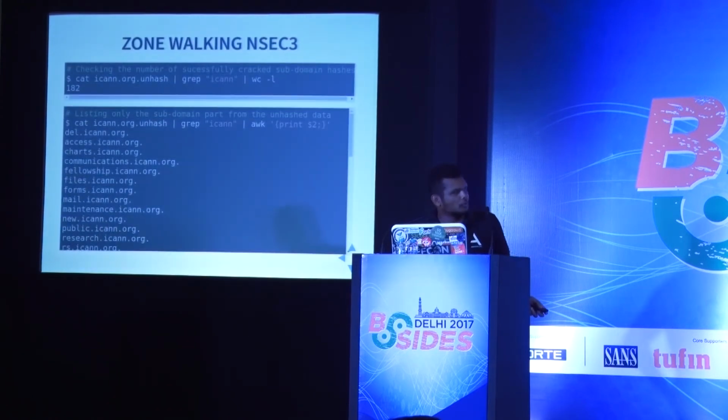Yep. So I got 182 domains of ican.org. There was no other way of getting it. They were trying to protect it, but we could get it. This is interesting. So if you are using DNSSEC, NSEC and NSEC3, you could still walk it.